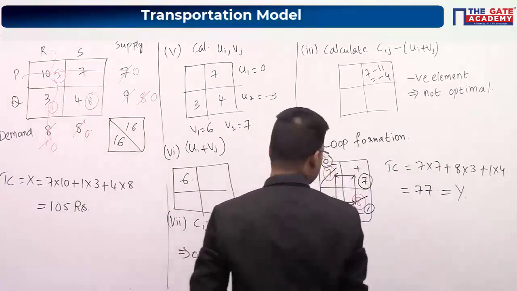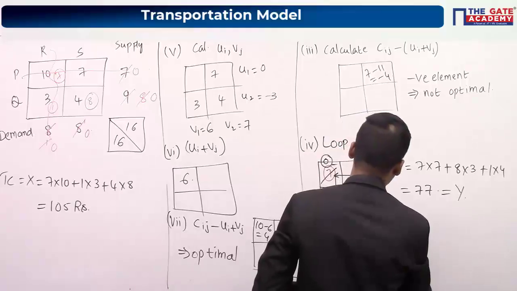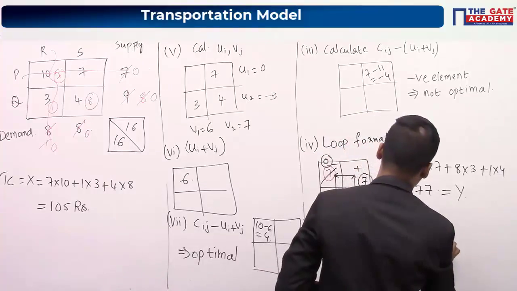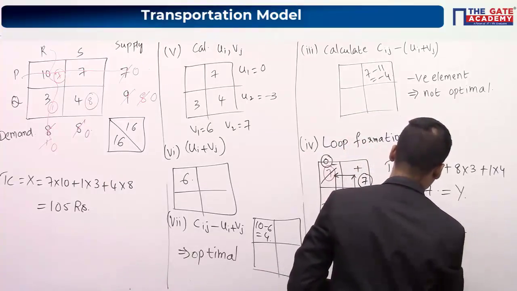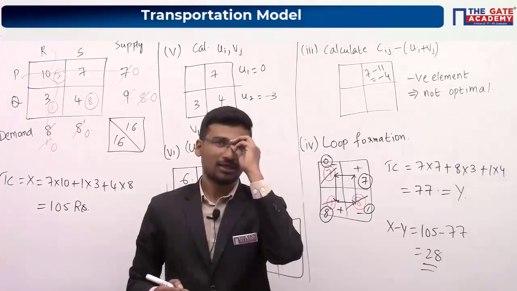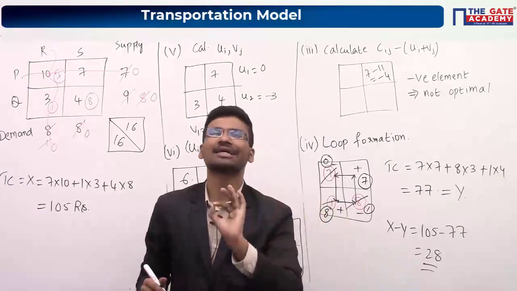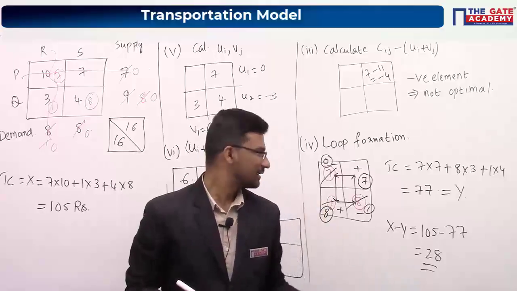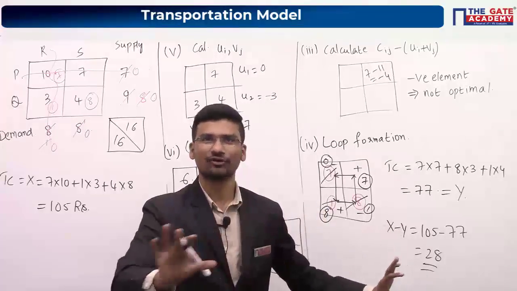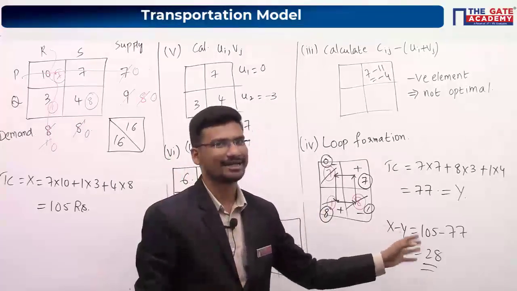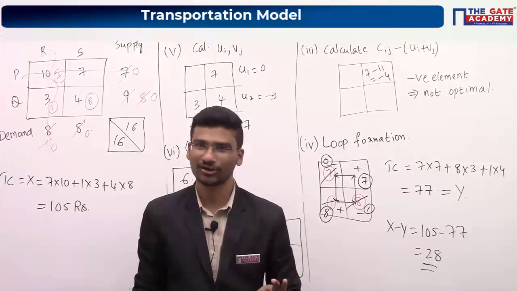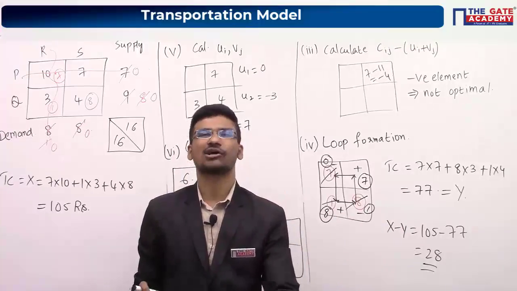What are they asking in the question? To calculate x minus y, right? x minus y is equal to 105 minus 77, which is 28. In this particular question, you do not have the correct option. So 28 is the correct answer. Don't worry, most of you might have got 28 as the answer. 28 is the correct answer, which is not there in the options.